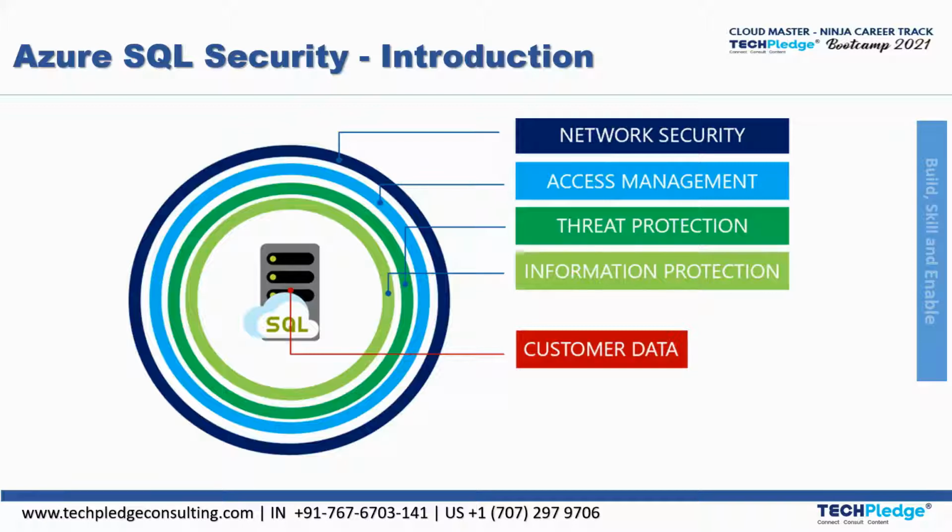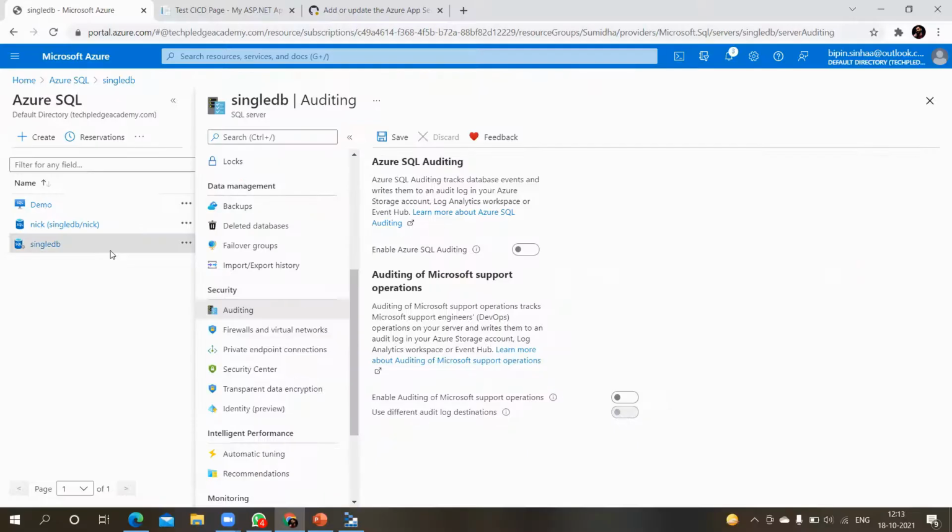Okay, the fourth layer is information protection. In this type of protection, you have different options like transport layer security or key management with Azure Key Vault, and the other options might be Always Encrypted or dynamic data masking. So we'll see all the options one by one. Let's go to the console.